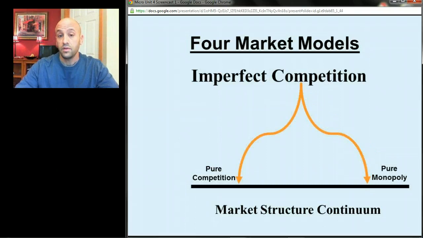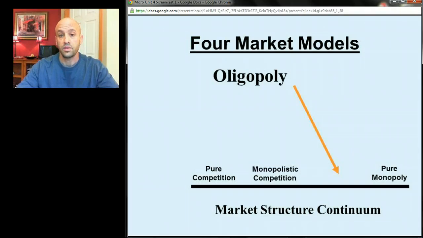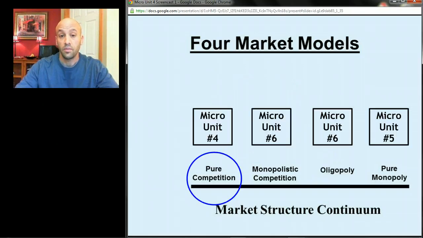In between, we're going to see 2 kinds of imperfect competition. If perfect competition is on the left-hand side and no competition is on the right-hand side, then we have something in between in the middle. And there's going to be 2 market models in there. We're going to call them monopolistic competition and oligopolies. Now in class we'll do a little activity to try to describe exactly what each of these market models are. But for now we're going to be focusing on pure competition. We're going to do that in this unit. In the next unit, we're going to move to monopolies. And in the unit that follows, we're going to cover the 2 kinds of imperfect competition, monopolistic competition and oligopoly.